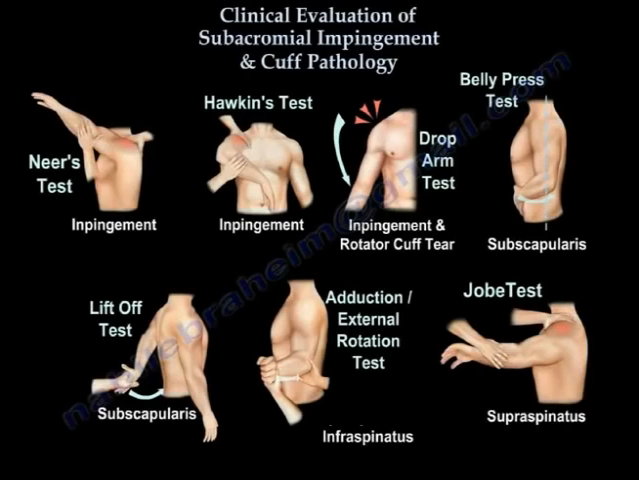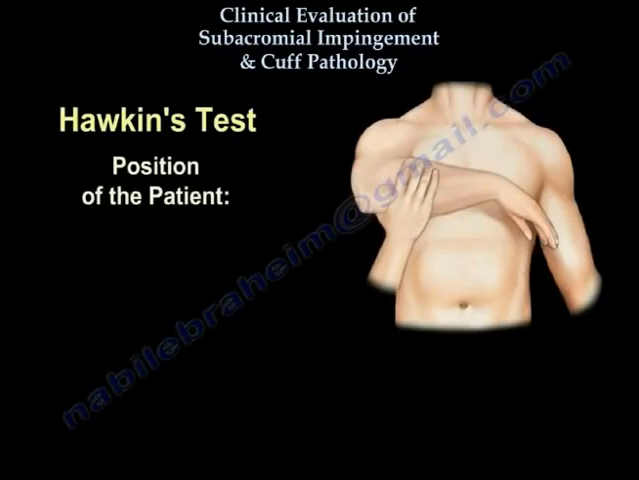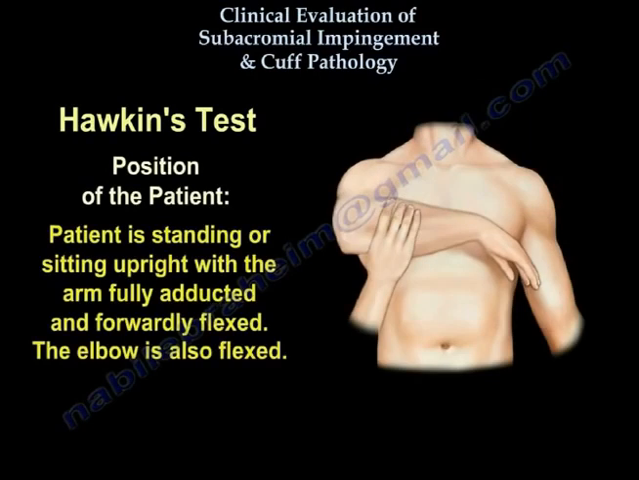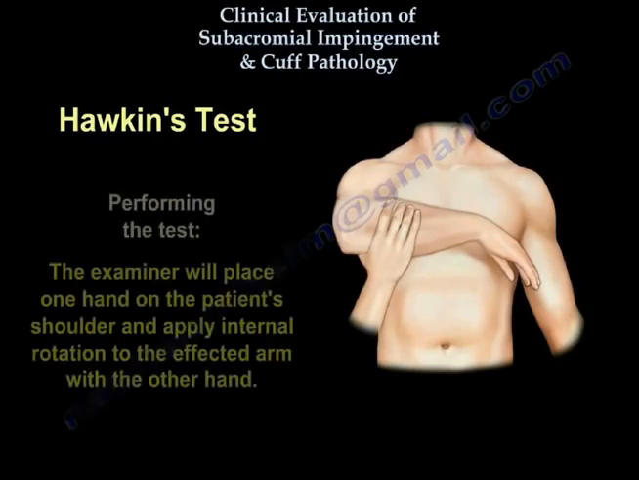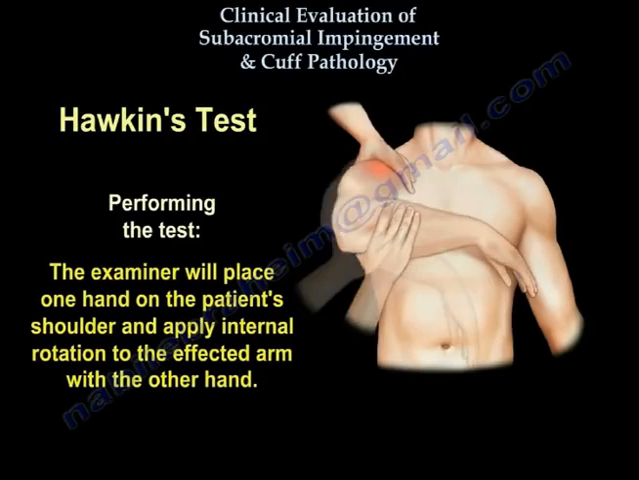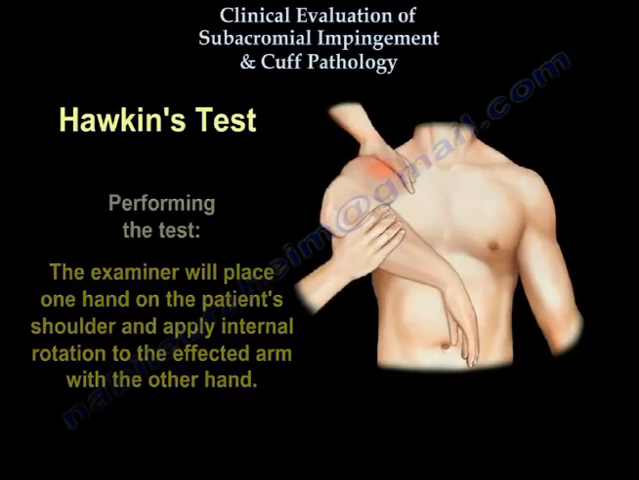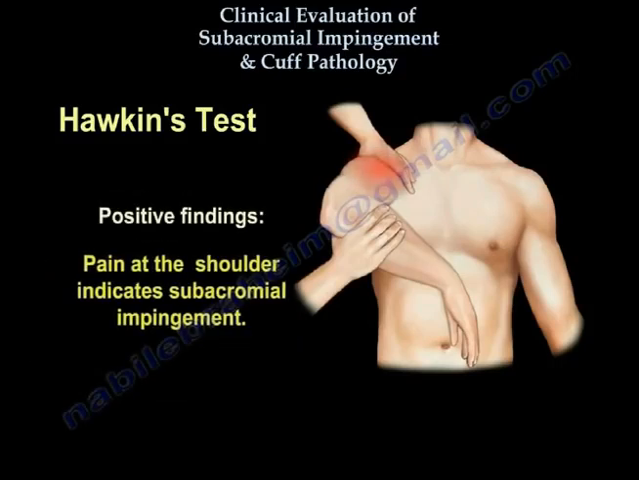The Hawkins test. You position the patient standing or sitting upright with the arm fully adducted and forwardly flexed. The elbow is also flexed. The examiner will place one hand on the patient's shoulder and apply internal rotation to the affected arm with the other hand. Pain at the shoulder indicates subacromial impingement.